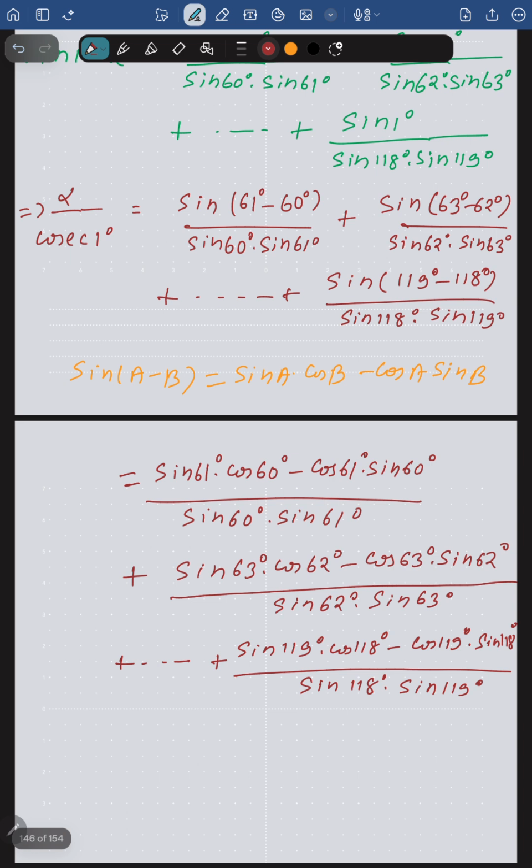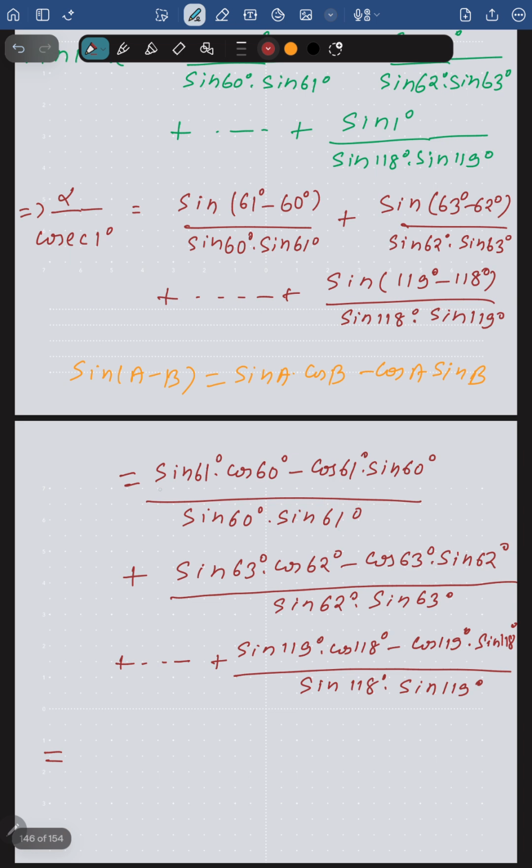Okay, now in next step what we will do, we will just split the denominator in each term. Okay, so denominator will be given to each term in the numerator, as each term in the numerator contains two terms, for example first term sine 61 degree into cos 60 degree minus cos 61 degree into sine 60 degree divided by sine 60 degree into sine 61 degree.